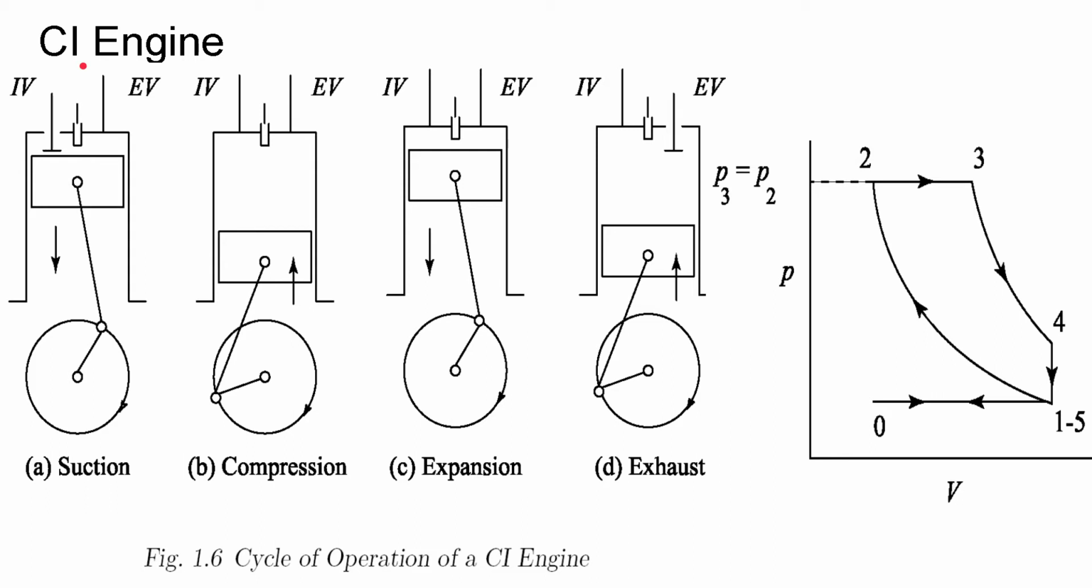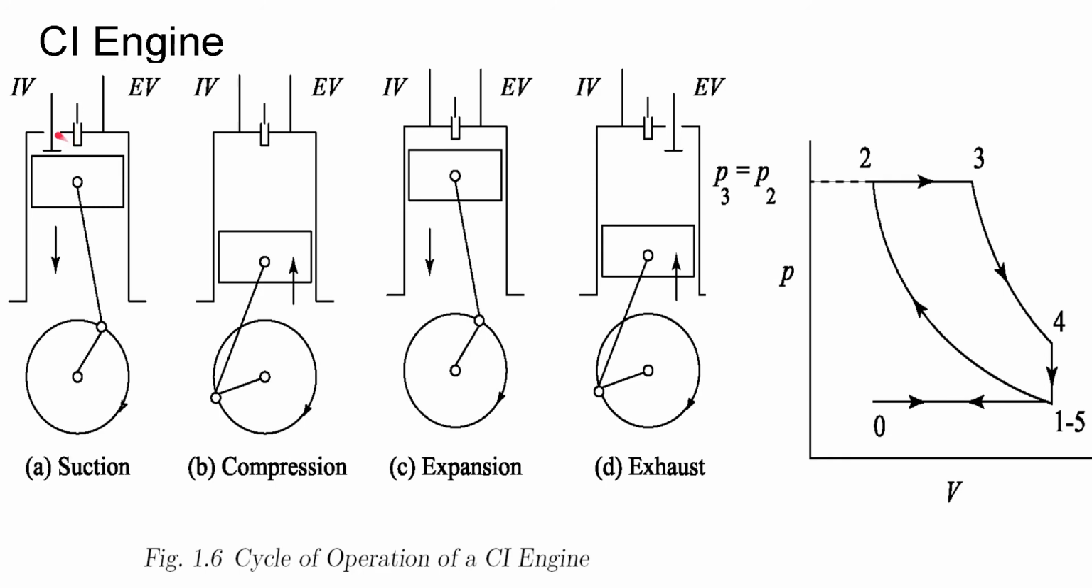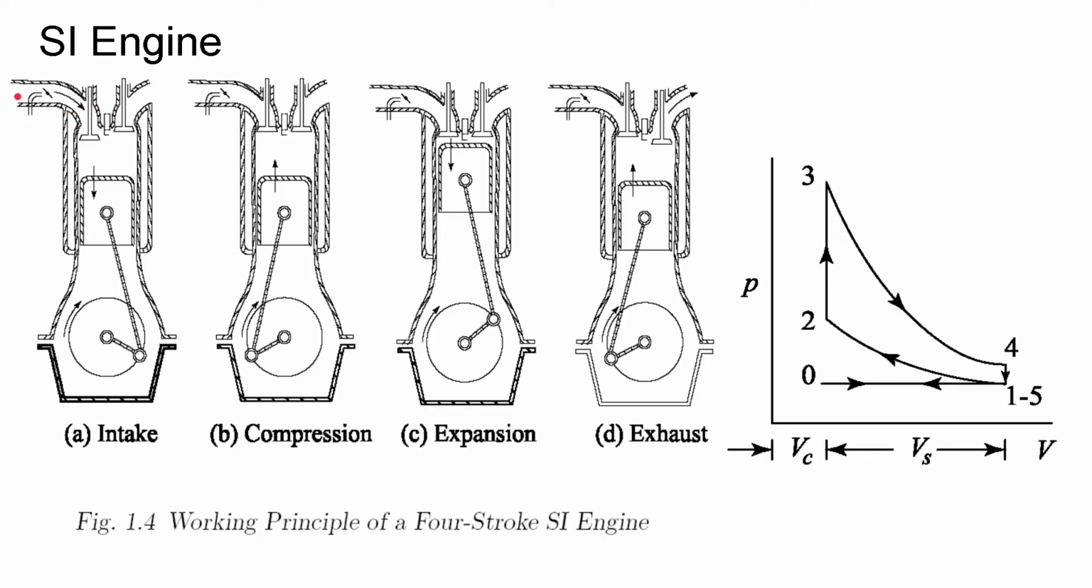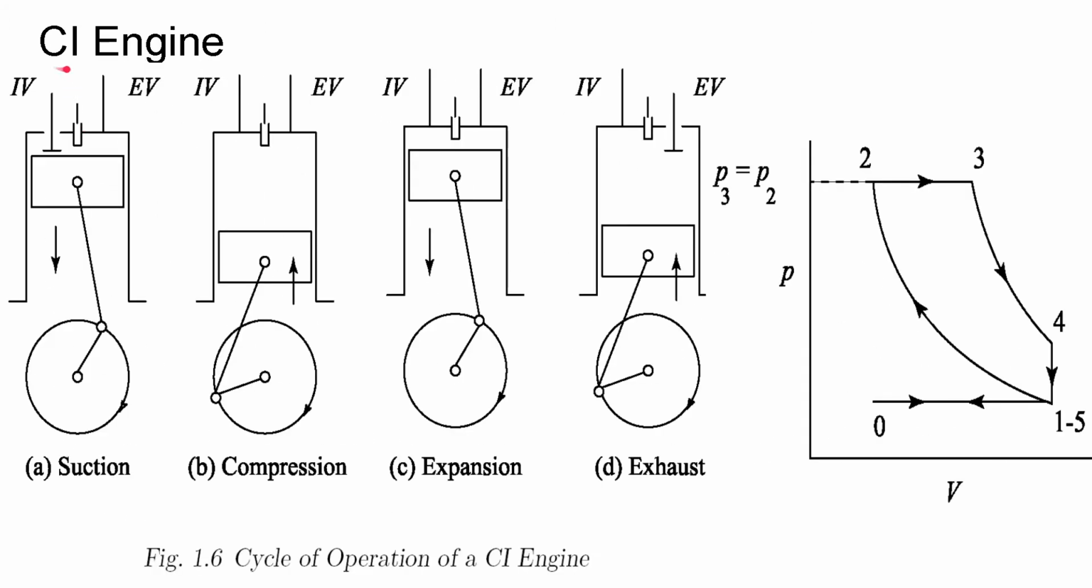And now coming to the compression ignition engine. The difference here will be, we had a spark plug over here, and here we have a fuel injector. One more difference is that in the intake we took the mixture of air plus fuel, while in the compression ignition engine we only take pure air as an intake, and fuel is injected afterwards during the process of combustion.